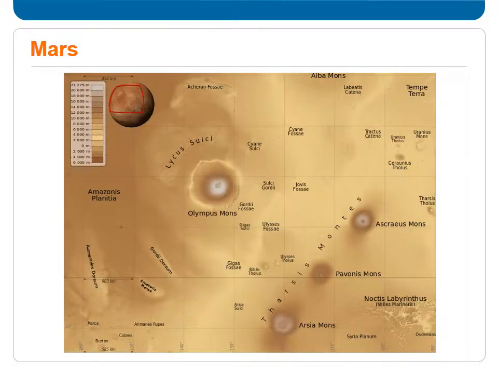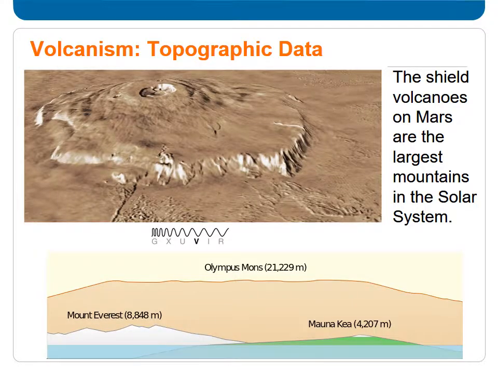Mars has old volcanoes. On Mars, the slopes of some volcanoes have a few craters. Mars has the largest volcano in the solar system, Olympus Mons. The shield volcanoes on Mars are the largest mountains in the solar system.